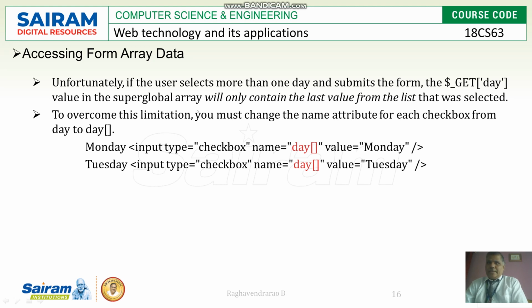The value in the superglobal array GET will only contain the last value from the list that was selected. So if you say $_GET['day'], the last value is taken. If you want a specific one, you can make it like this. To overcome this limitation, you must change the name attribute when using checkboxes. So Monday: input checkbox, the name is day, the value is Monday. You mention each one separately here.